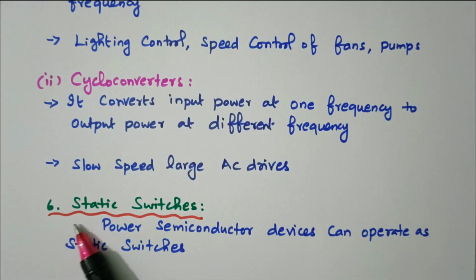The sixth one is static switches. These power semiconductor devices can be operated as static switches for on and off control.